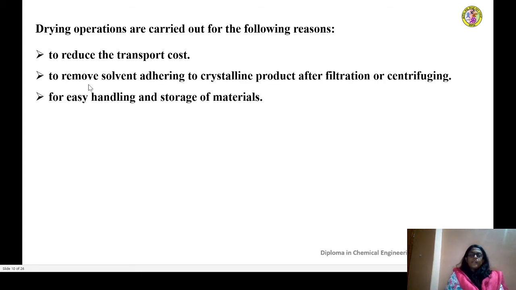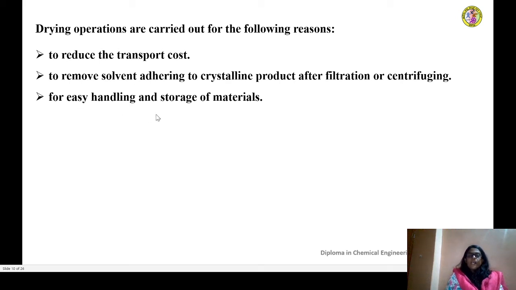To remove solvent adhering to crystalline product after filtration or centrifugation. This is what I just now explained in the previous slide. The solvent adhering to the crystalline product needs to be removed to get the crystalline product in the dried form, because that is when its quality is best. So you need to use the drying operation for this purpose.